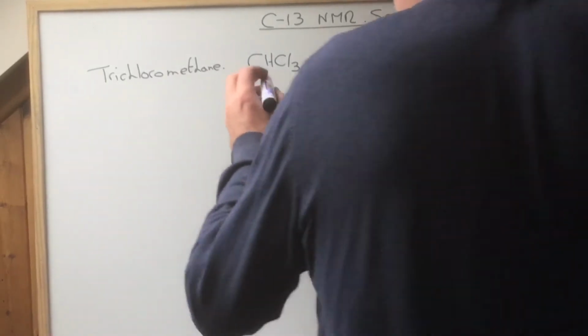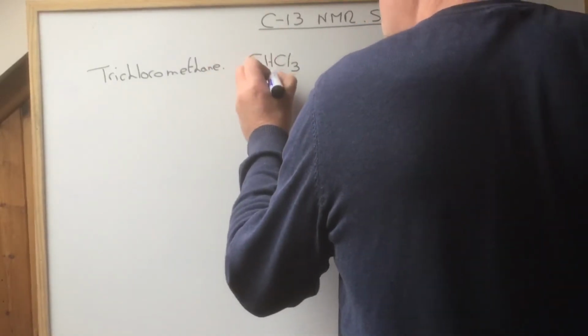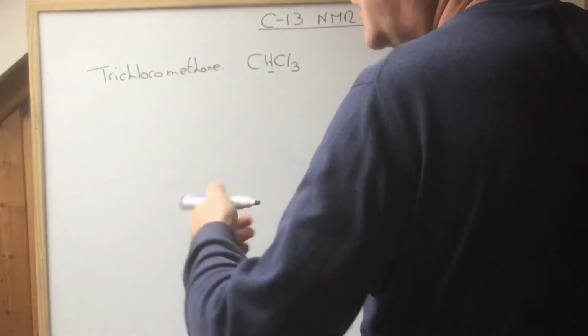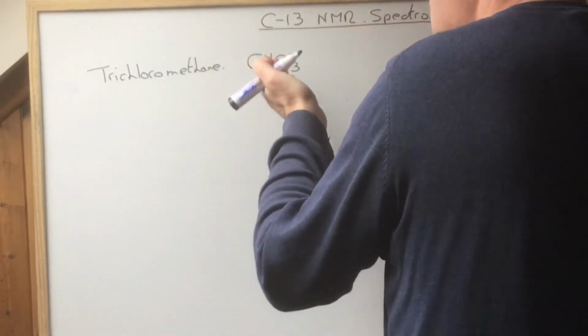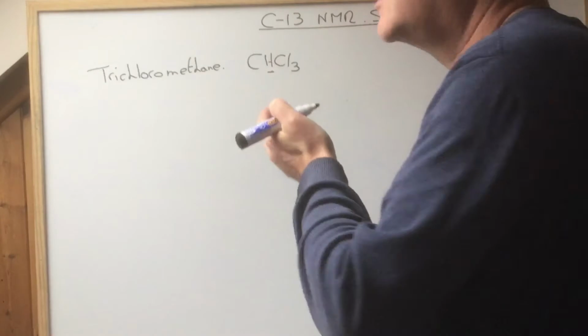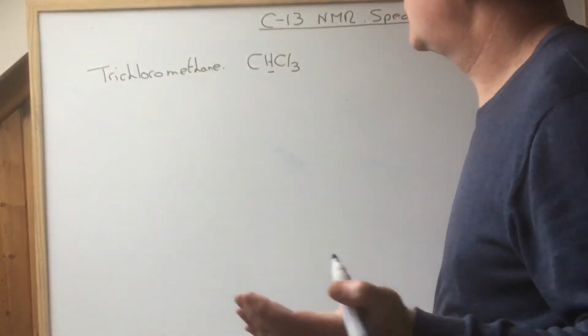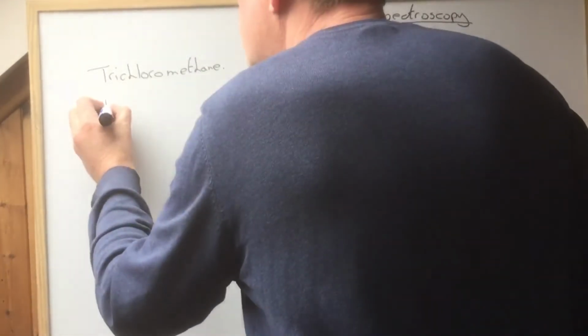Now, what we do is, this proton here, as you will see later, is going to be picked up in our proton spectroscopy. This solvent is used for carbon-13 and proton spectroscopy, but it's got a proton in it and we don't want it to interfere with the sample that we're going to look at. So what we do is we deuterate it.